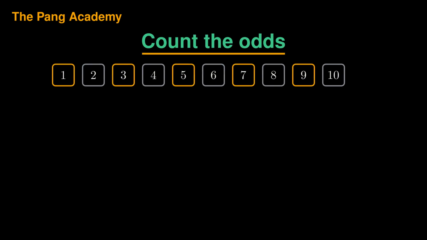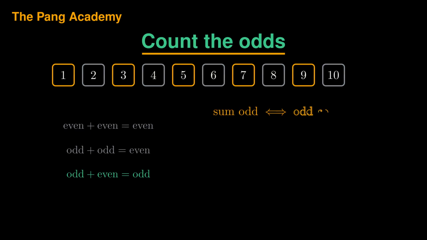Add up every number from 1 to 10. Don't go for the total, just watch odd and even. Even plus even is even. Odd plus odd is also even. 2 odds cancel out. Only an odd plus an even makes the sum odd. So a sum is odd only when it holds an odd number of odd pieces.